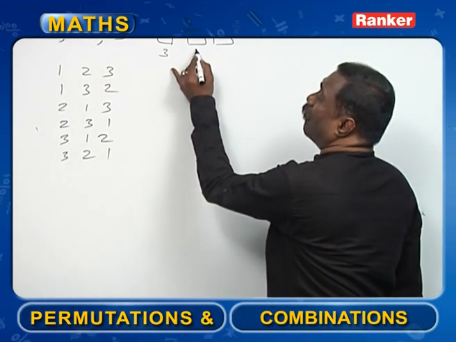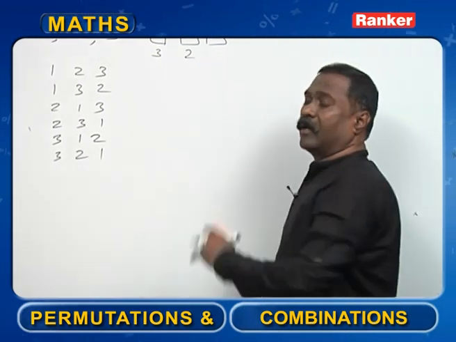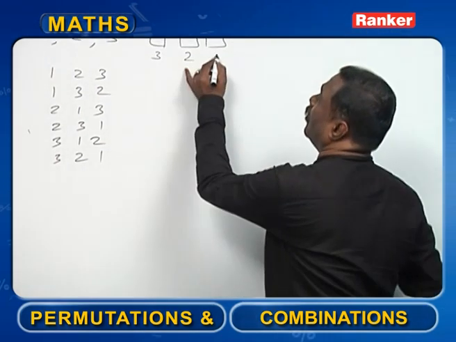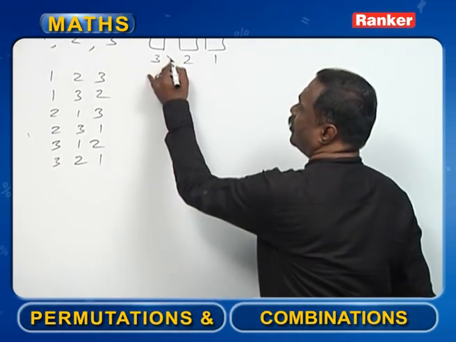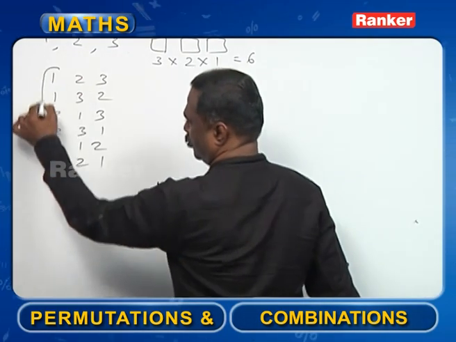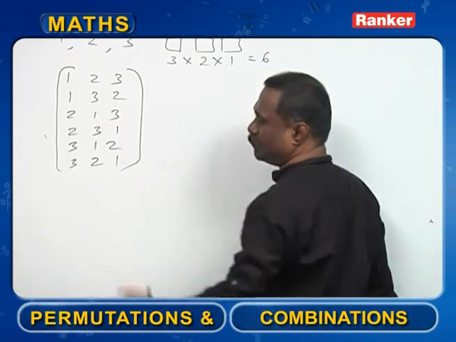So we can fill this in 2 different ways, because 1 digit is already filled, and this can be filled in 1 different way. So it is 3 into 2 into 1, which is nothing but 6. These 6 are shown to you clearly. You have written them.